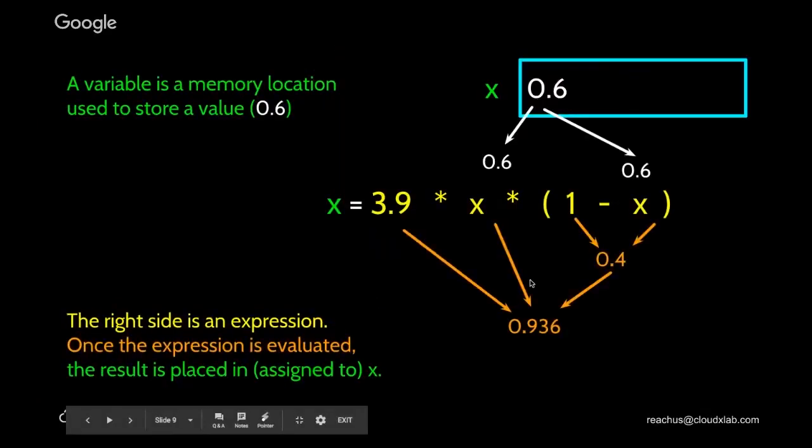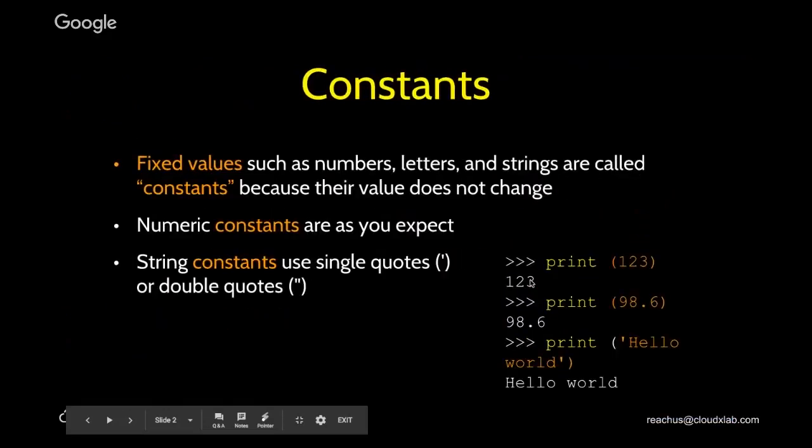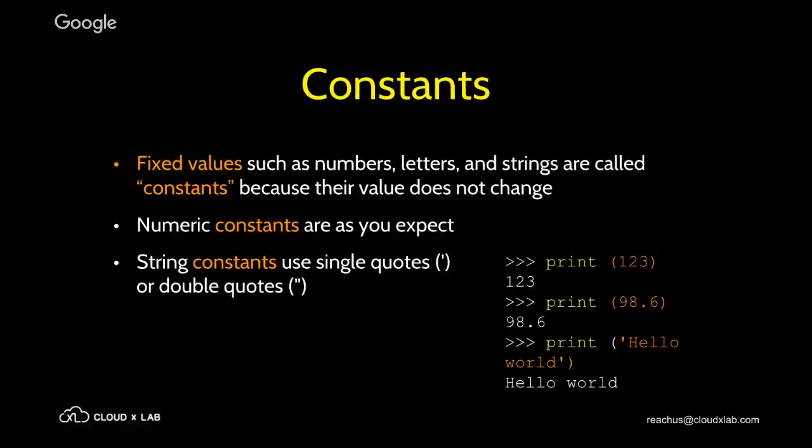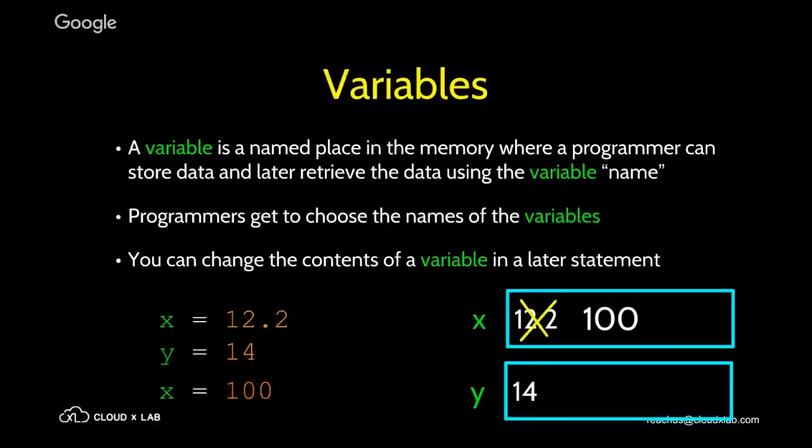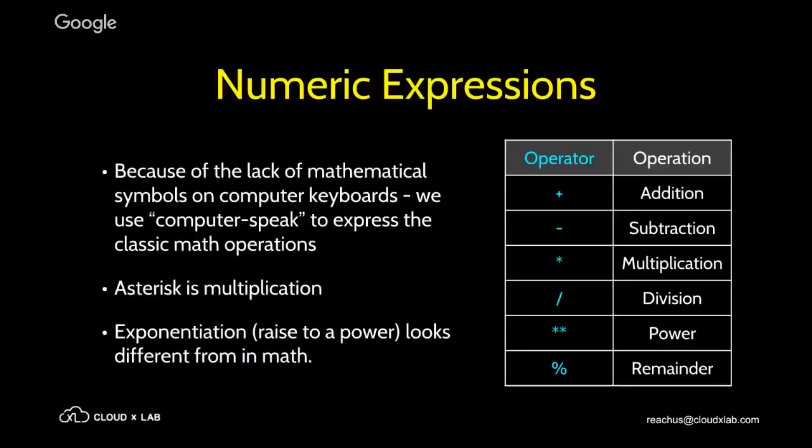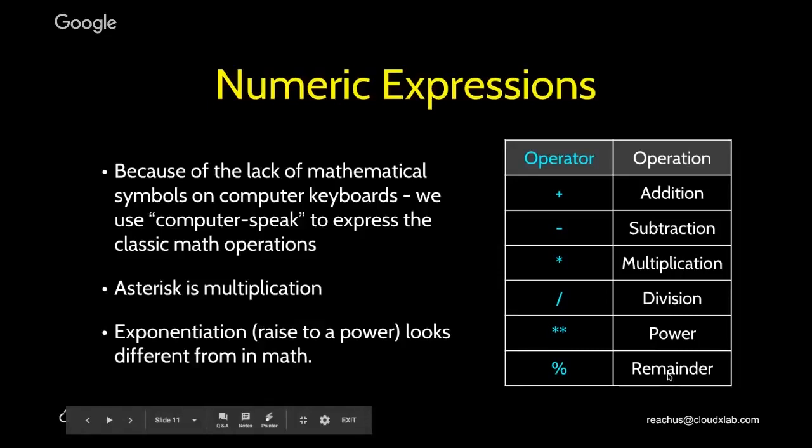So the three constants that we have talked about so far are integer, numeric, as in the decimal number, and strings. All right. Here, these are the various operators supported on numbers. Plus is for addition, minus is for subtraction, and asterisk is for multiplication, while slash is for division, double asterisk is for power, and percentage is for remainder.